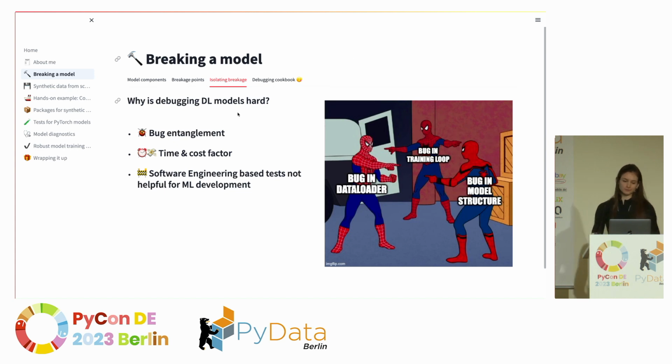It's also pretty hard to prevent bugs. So, for example, if we had the idea, okay, I'm just going to use some software engineering-based tests to prevent bugs in the first place, this is not really working well because software engineering is a very static framework, whereas machine learning development is very flexible. So usually, if I want to introduce software engineering-based tests, this is more harmful than helpful in machine learning. So what can we do to overcome these issues?